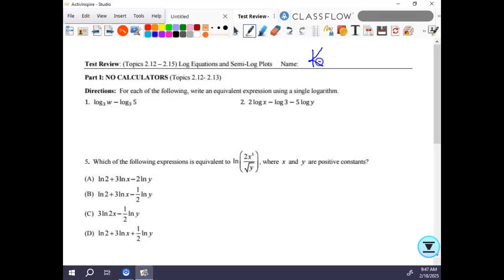Here is your test review. All right, so first part where it says for each of the following, write an equivalent expression.